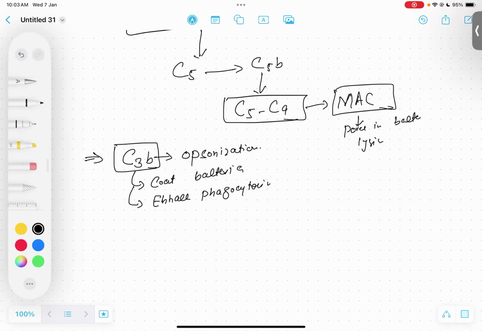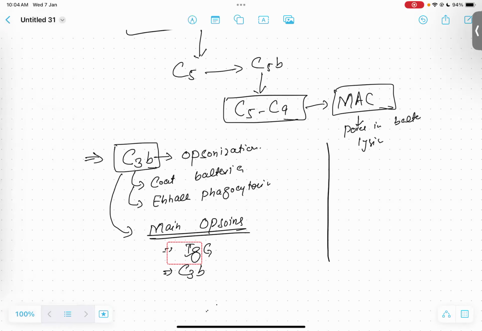Can anybody tell me? One is C3b and the other one is IgG. Excellent. So we have two main opsonins, IgG and C3b. These will coat the bacteria and cause its phagocytosis.